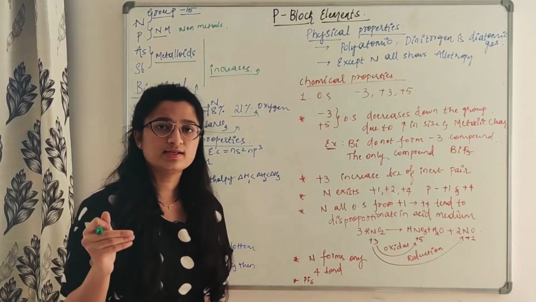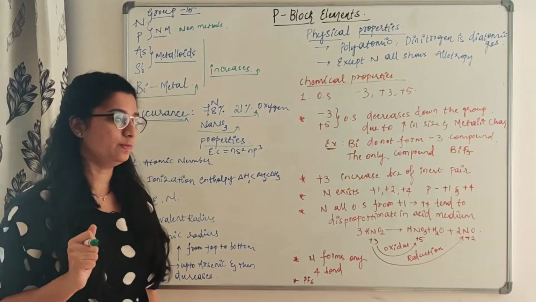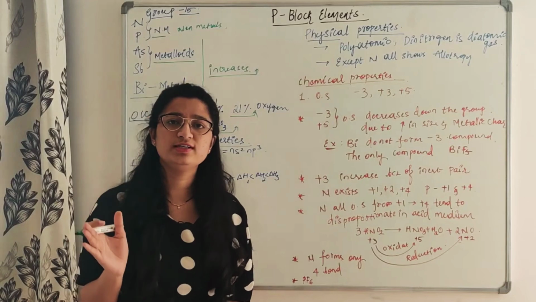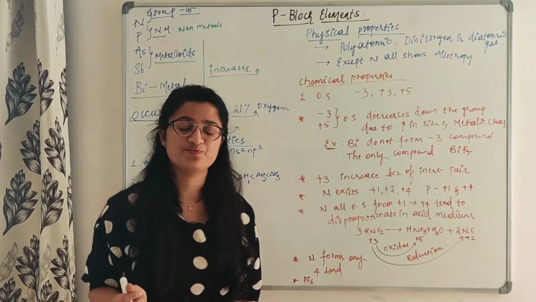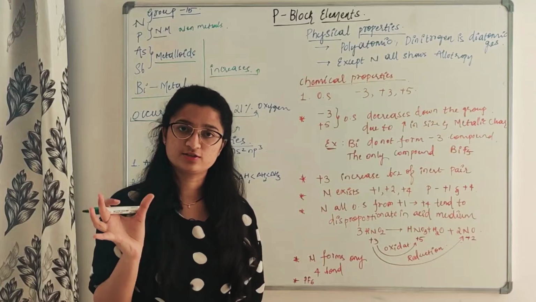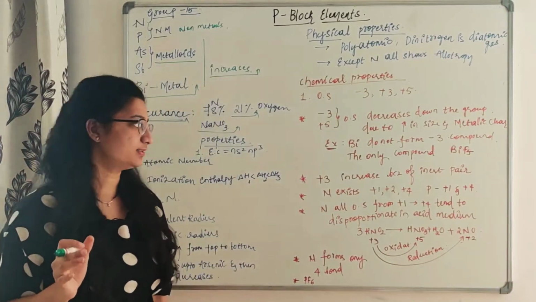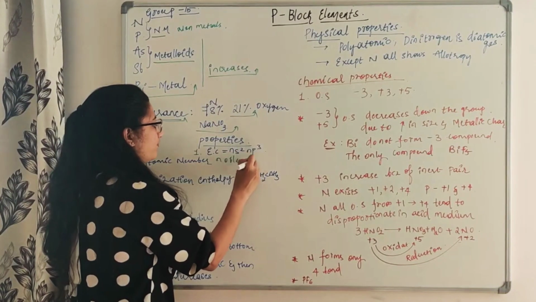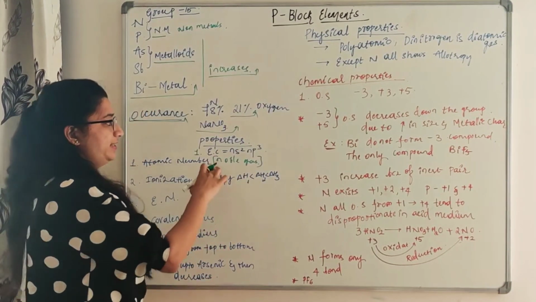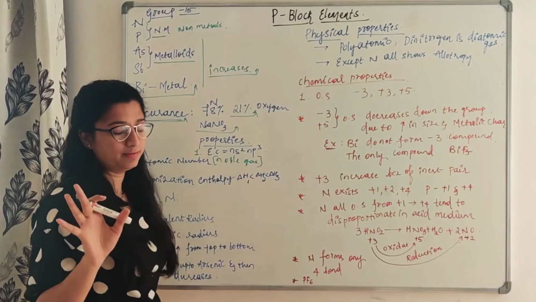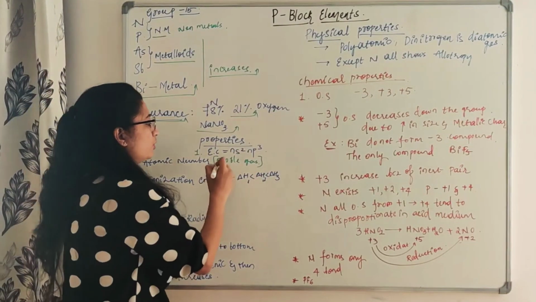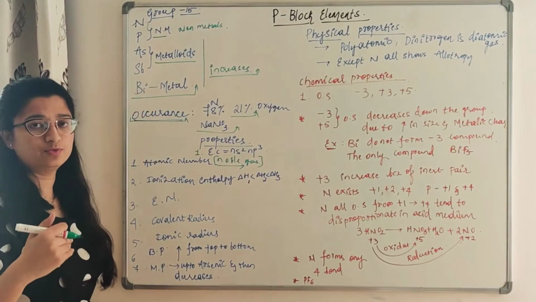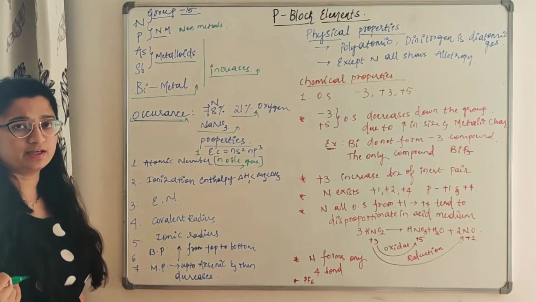Now let us study the properties of these group 15 elements. The first one is electronic configuration. You have already learned how to write the electronic configuration. The general electronic configuration for these group 15 elements is the noble gas, ns2 np3. Remember this is very important. The noble gas here is helium, neon, like that. As we move down, each element will take its place in that.